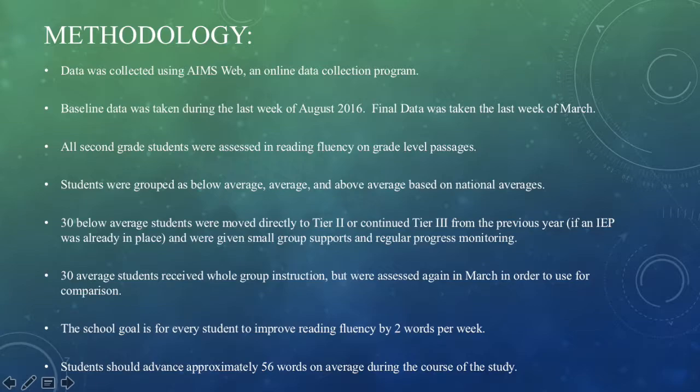Students were then grouped into below average, average, and above average categories. I then took 30 below average students and moved them directly to Tier 2 services, or continued Tier 3 if they had an IEP already in place. 30 average students were also taken and put into whole group instruction.